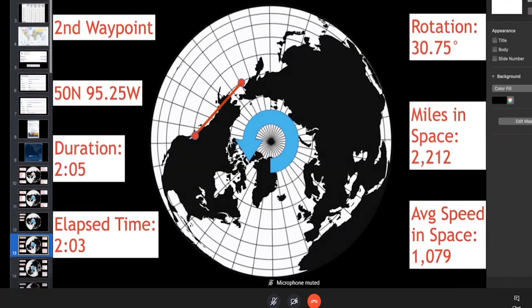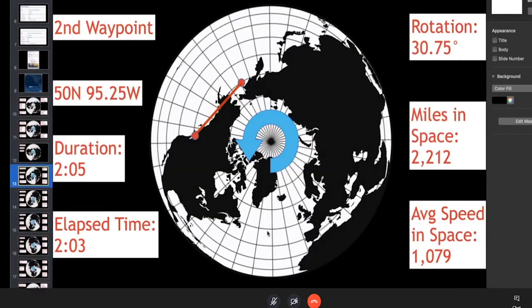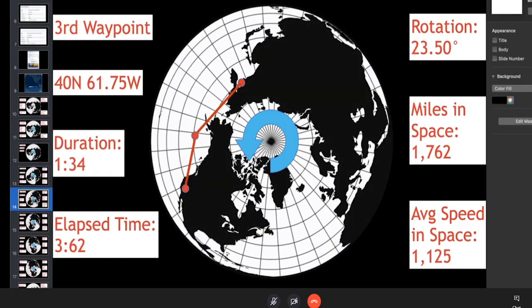Okay, all right, let me go down here. This is the one we left off of, this waypoint 2. So that probably makes a little more sense, the 1,000 miles an hour. So it's 513 plus the speed of the engine. Third waypoint at 40 degrees north, the Earth has rotated another 23.5 degrees. This took an hour and a half. And the miles that they traveled in space was 1,762. Their average speed in space increased to 1,125 miles an hour.